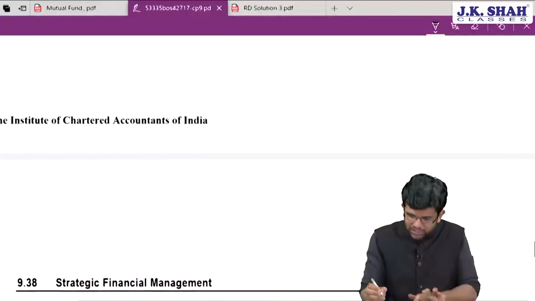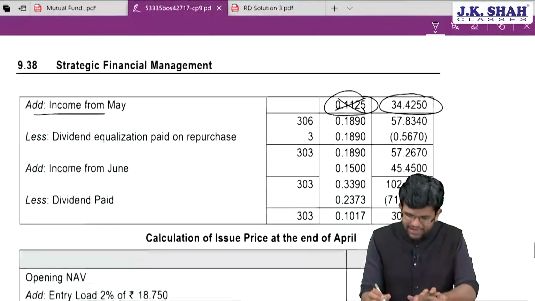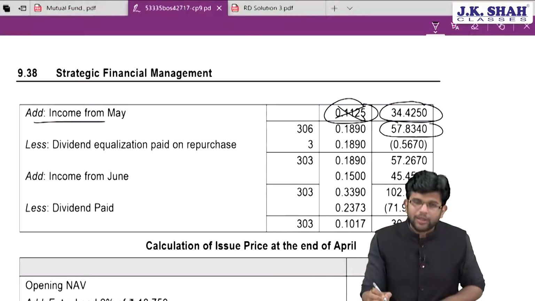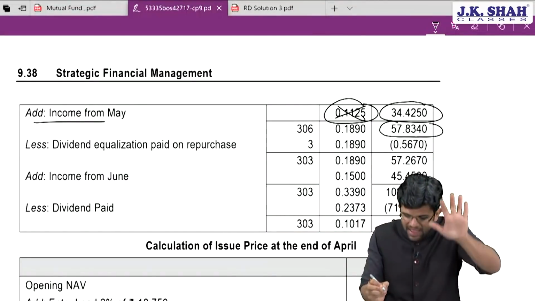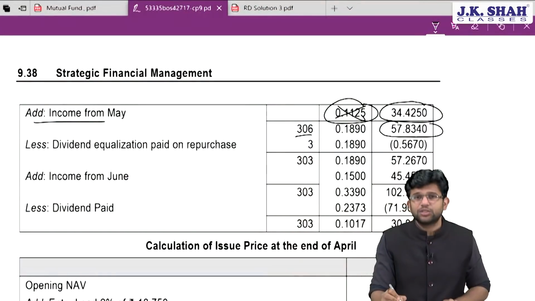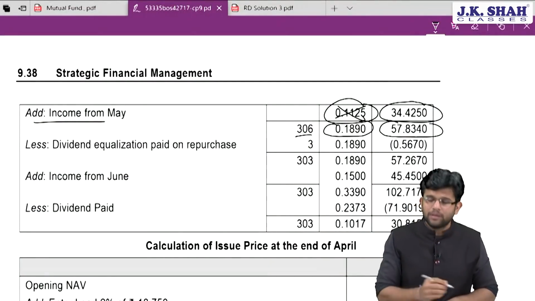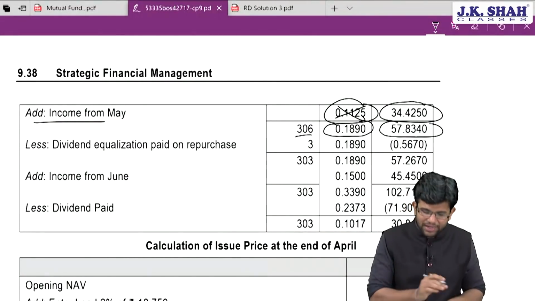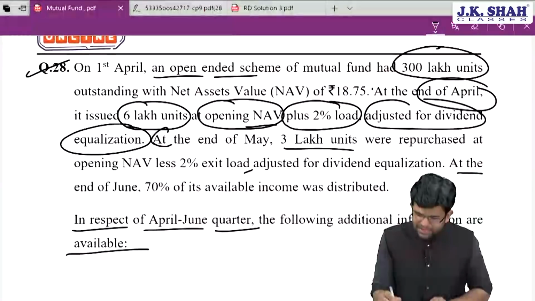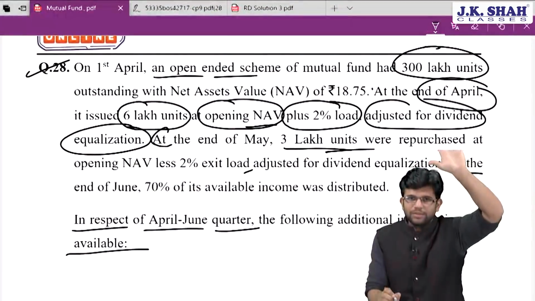Okay, so total income already I had 23.4090 plus additional income of 34.4250 gives my total income accumulated at the end of month May as 57.8340. This when I divide by 306 units, do you realize my effective per unit accumulated income is 0.1890, correct? Now children, in the end of month May, what is happening? 3 lakh units were repurchased, bought back, which means the money was given back to them, correct?